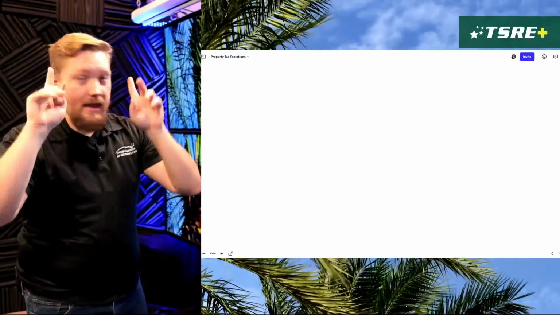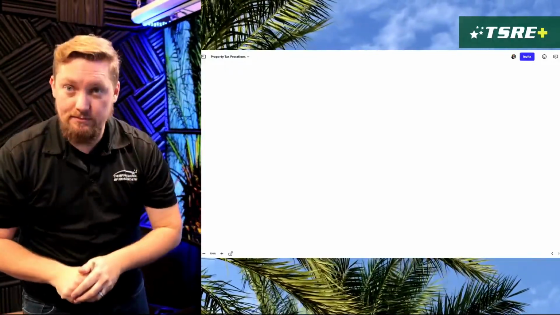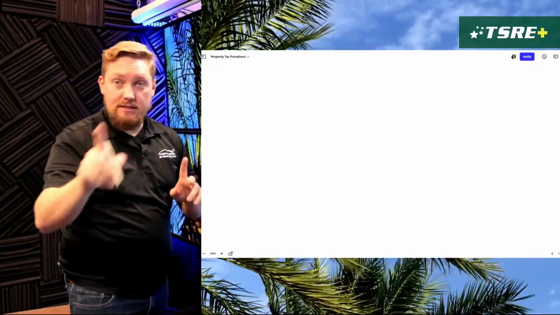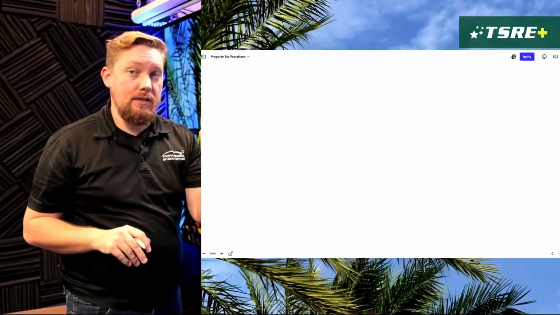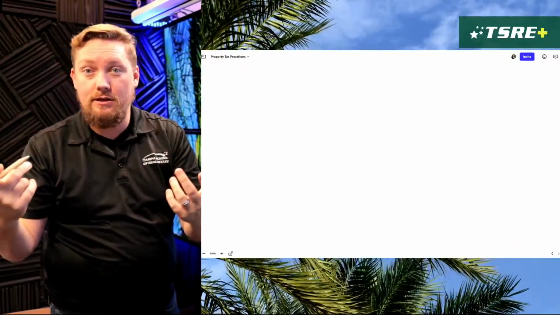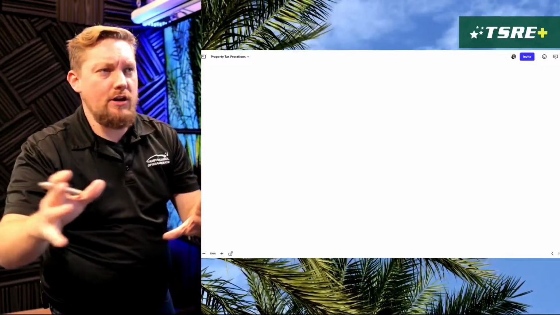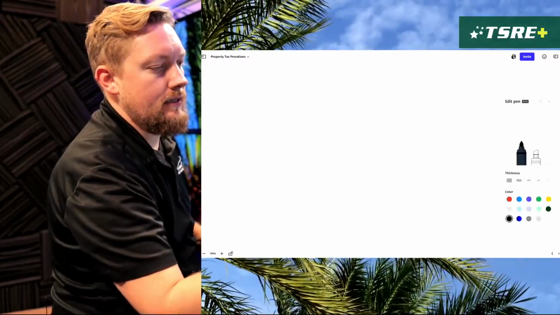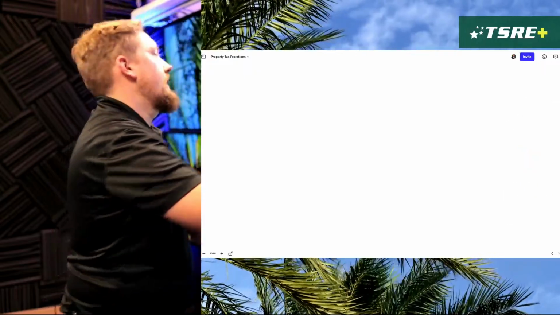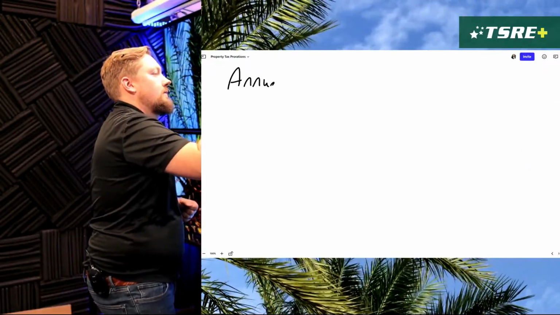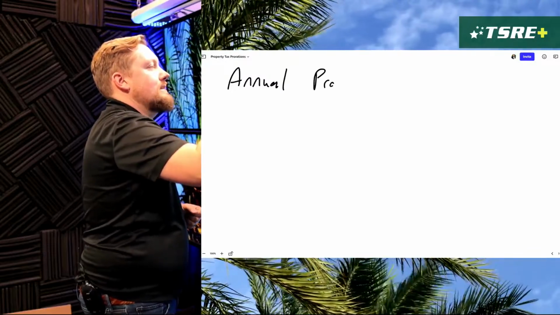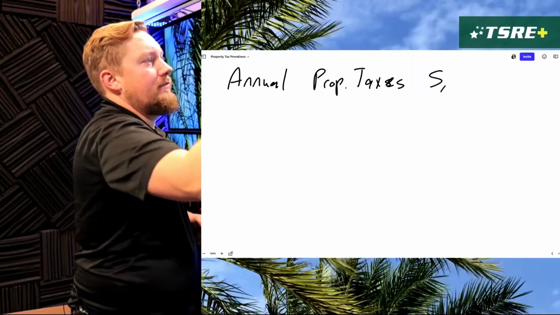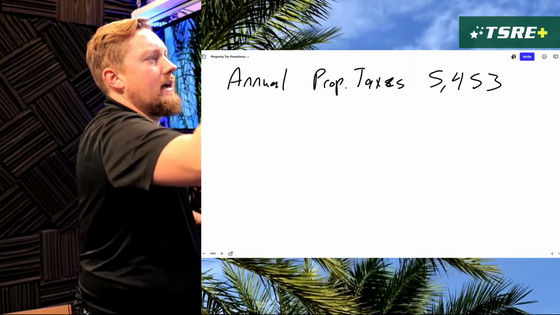So without further ado, let's do the simplest version possible of the calculation. I'm still going to put the diagram and layout just like we did before, but all the explanation, we're going to be very much just like an exam question here. And in that exam question, it's going to tell us that our annual property taxes, picking the exact same number, are $5,453 a year.